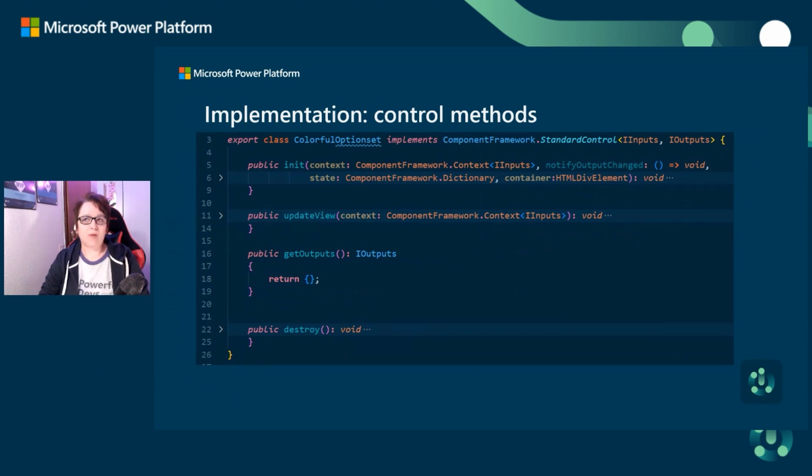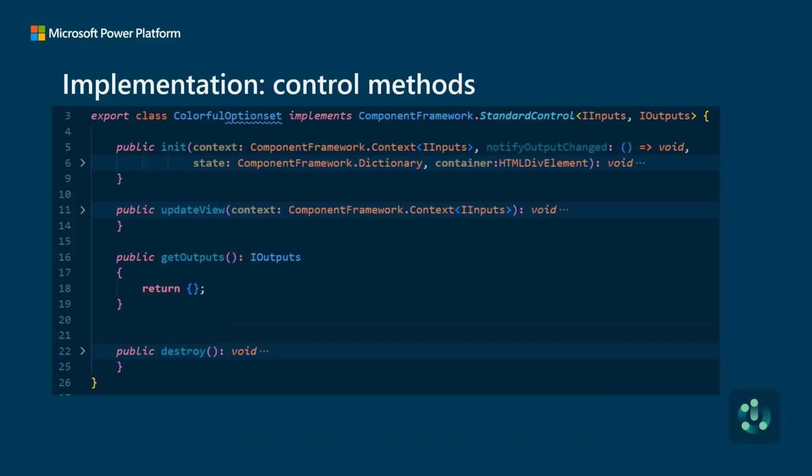So when we speak about the implementation of the control, we will take care of the main methods we see there. So we have the init method, which will be called each time a component gets instantiated. We talk about update view, which is a very important method. This one will be called each time one property changes inside the platform. So each time something changes, the update view will be called again.